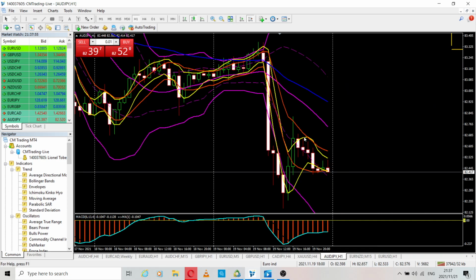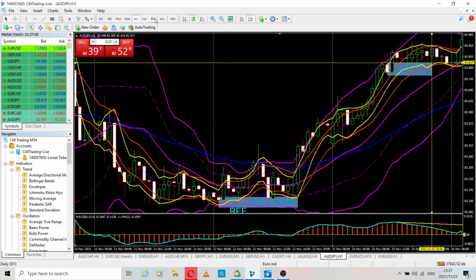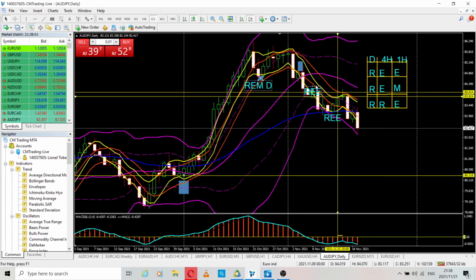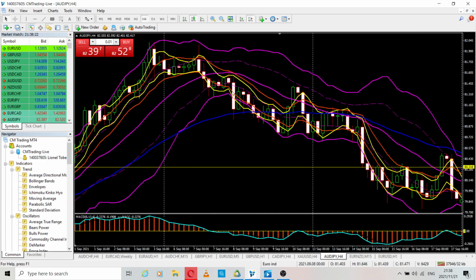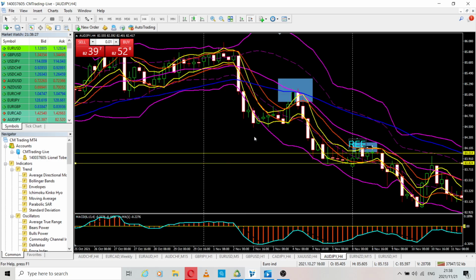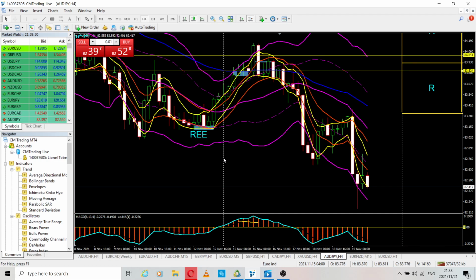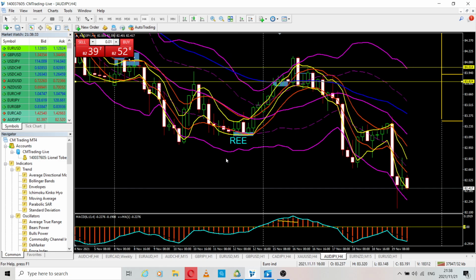Then let's move to another one and see where we can get another one. Okay, I think I had something there. I don't remember what I had there. I think it's a REE. I wanted to check another one, REM. Let me check this REE. On REE, I think this one was on 4 hours. So let me check 4 hours. Yes, it was on 4 hours.